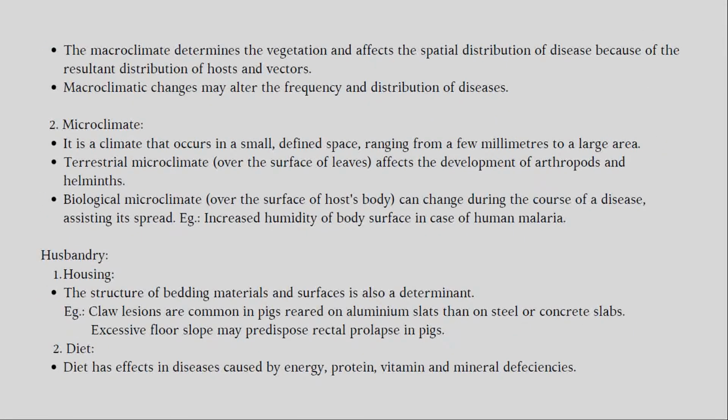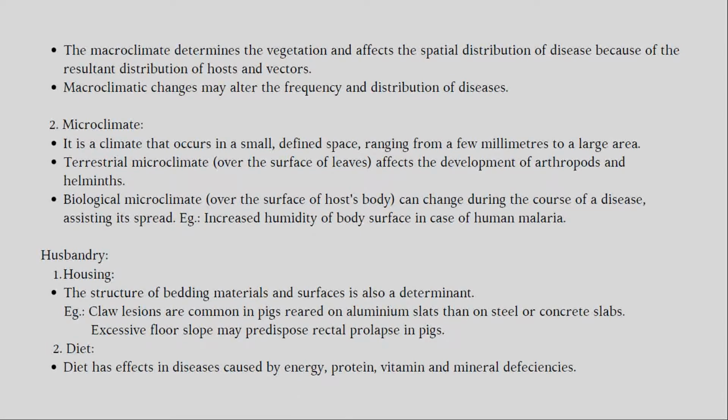The macroclimate can determine the vegetation, and it affects the distribution of disease, because the distribution of vegetation can also result in the distribution of hosts and its vectors. And macroclimatic changes can alter the frequency and also distribution of disease. Next is microclimate. It is the climate that occurs in a small defined space, and it can range from a few millimeters to a large area.